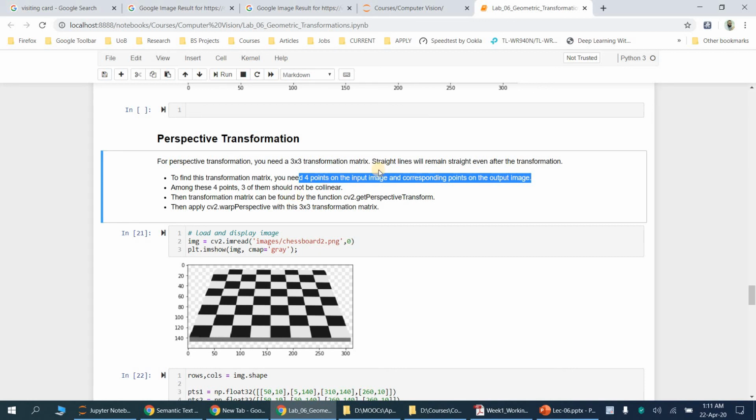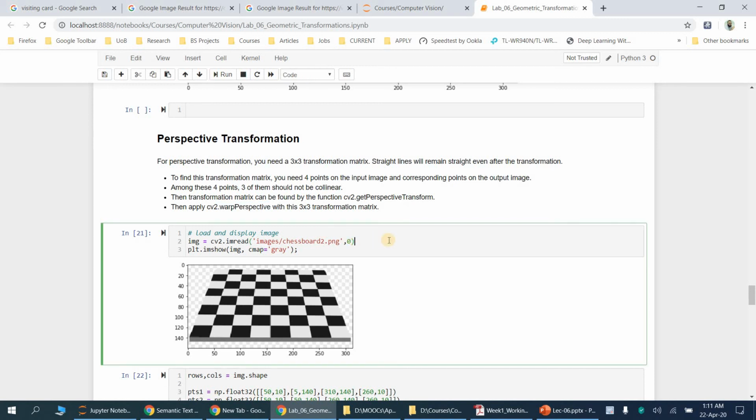Then you can get the transformation matrix from this function, get perspective transform. So you can do this, and then you can apply CV2 warp perspective. You can call this function with the matrix that you created. So let's go through this example.